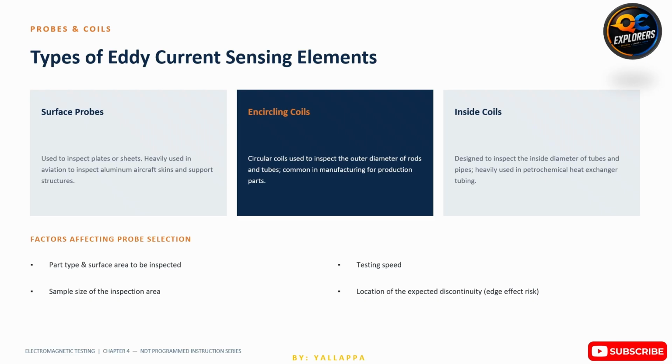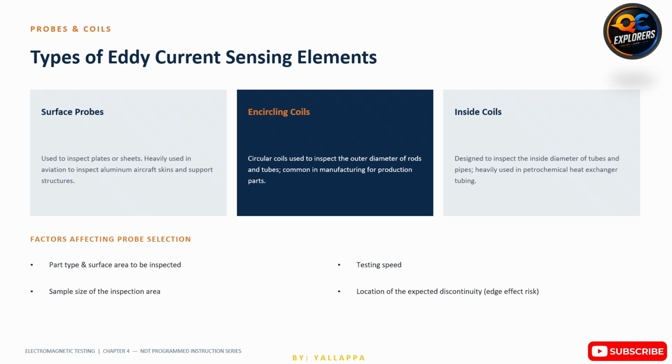The probe is the interface between the inspection instrument and the test object. Its design determines how the magnetic field is introduced into the material, how eddy currents are generated, and ultimately, what type of discontinuities can be detected. Choosing the wrong probe can significantly reduce inspection sensitivity or even prevent defects from being detected.